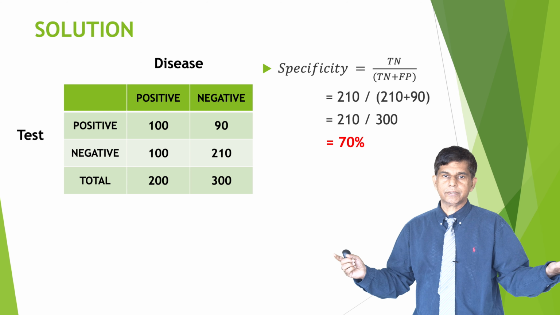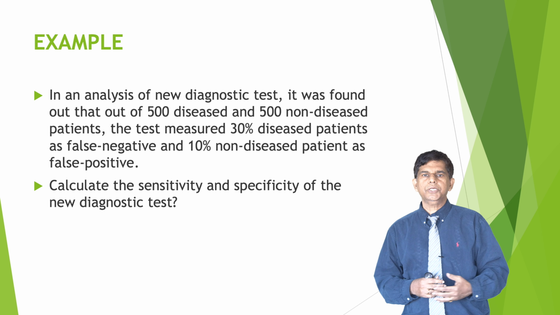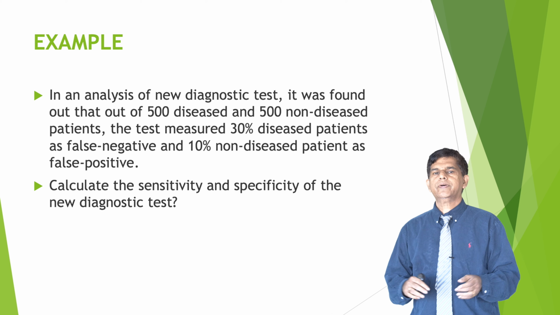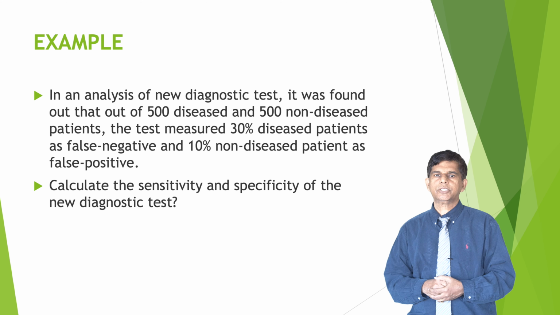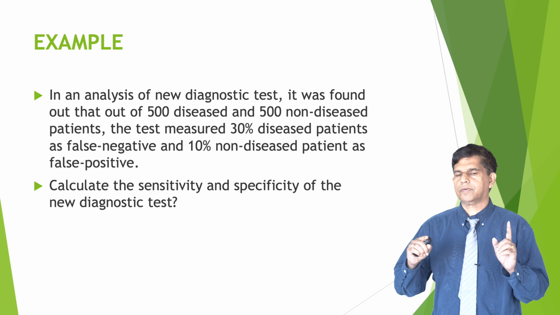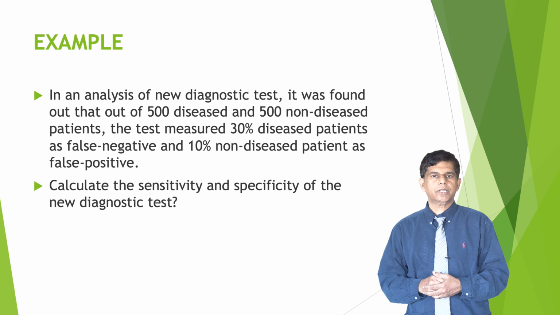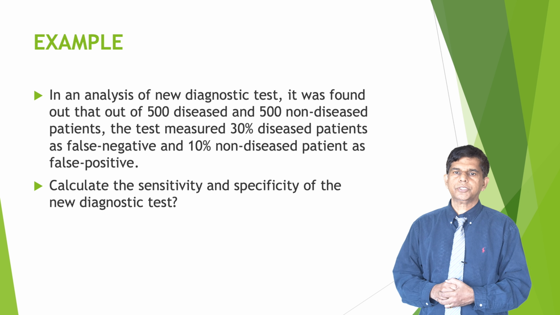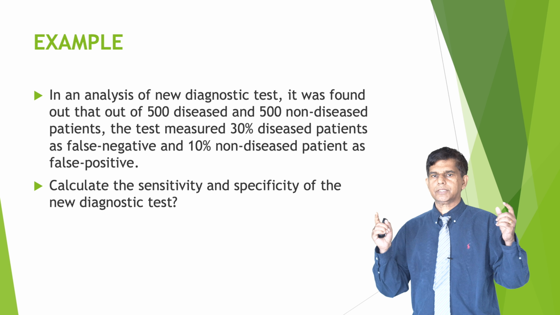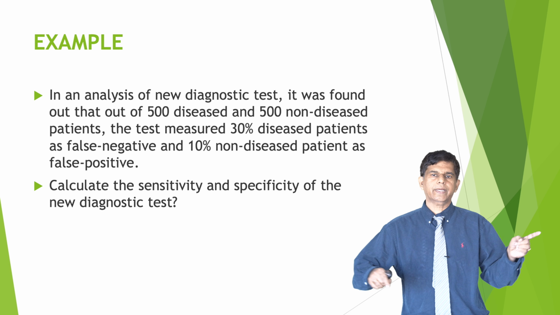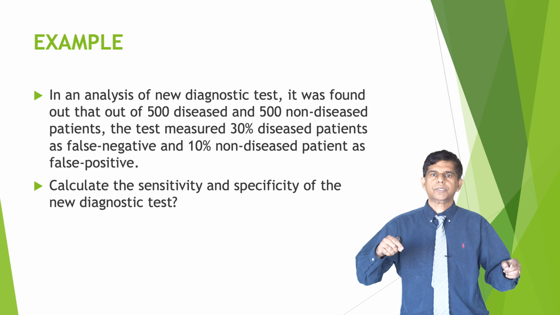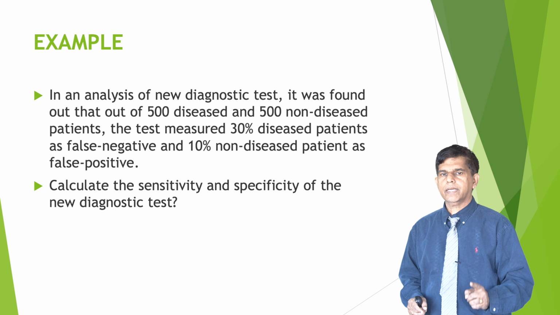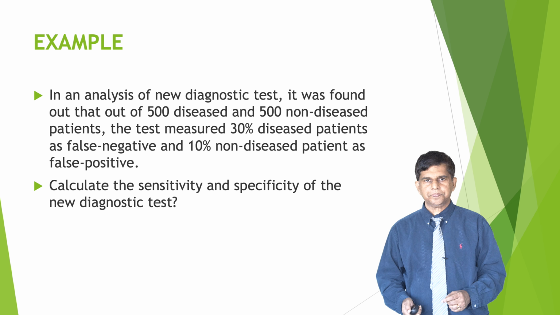Now let's look at another example. In this analysis, a new diagnostic test was found out of 500 diseased and 500 non-diseased patients. The test measured 30% of diseased patients as false negative and 10% of non-diseased patients as false positive. Calculate the sensitivity and specificity of the new diagnostic test. Remember, they're putting the percentage over here. Now you have to calculate. You have to use the formula. We use the percentage, right? So I'm going to ask you to please pause and make the table and do the calculation.